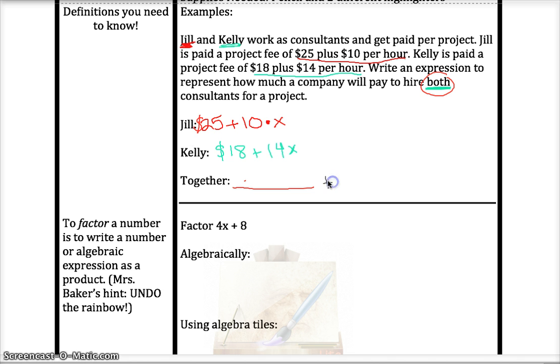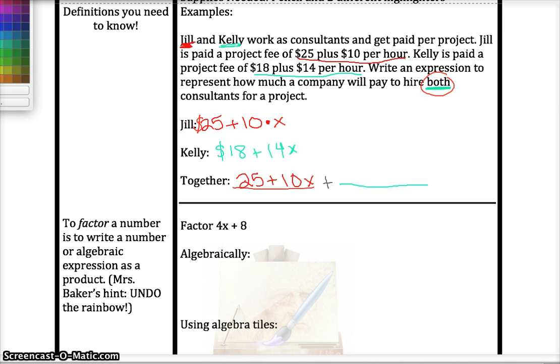So go ahead and see if you can figure out how we're going to write these expressions using the color code that I just put on the screen to figure out how much it's going to cost together. See if you can pause the video and figure that out. And if you took some time to work on that, you should have written Jill's cost here, 25 plus 10x, plus Kelly's cost on the next line, which would be the 18 plus 14x.